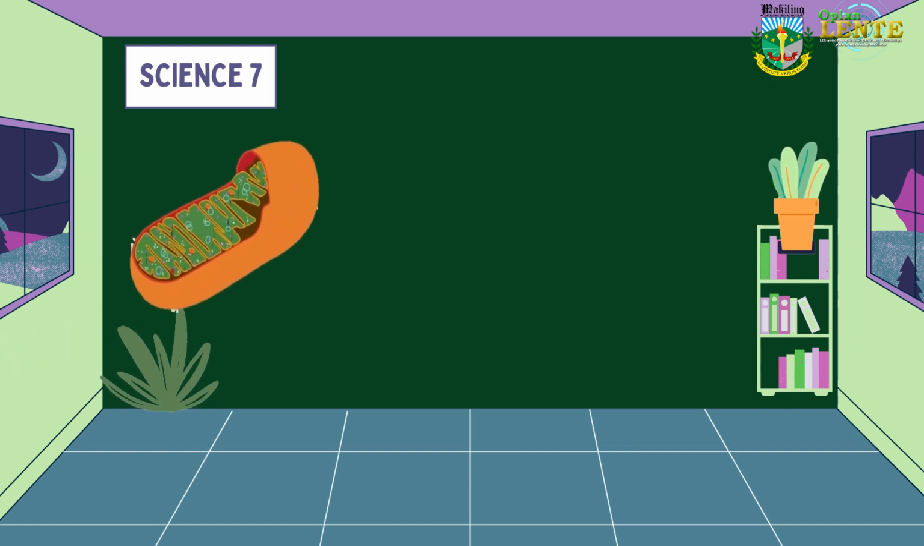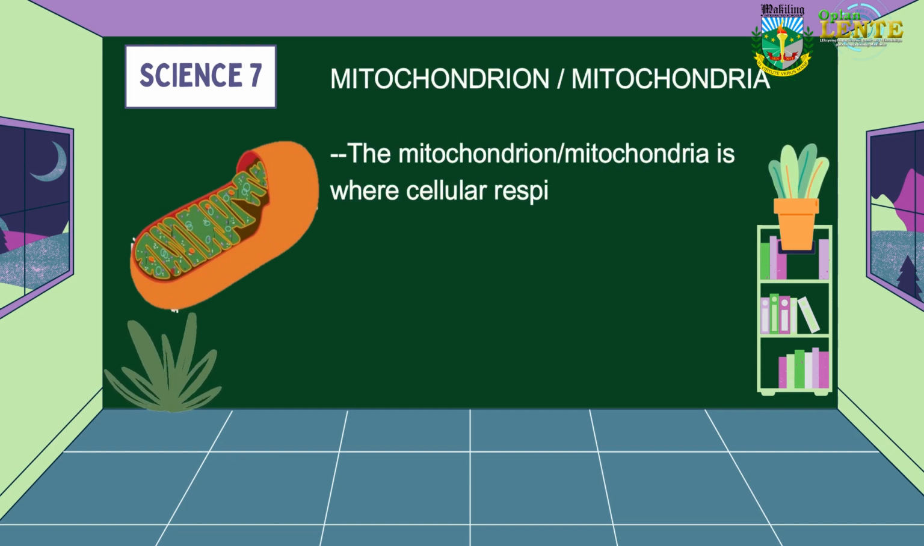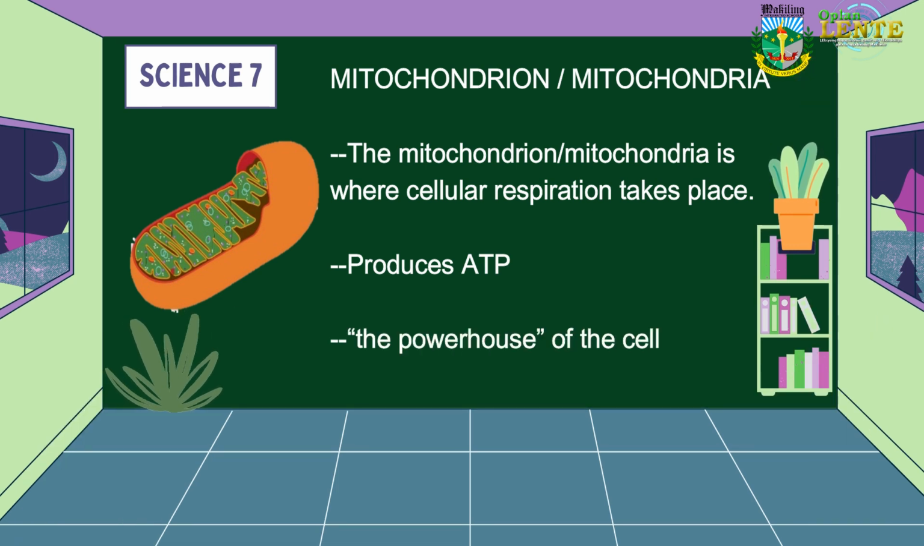The mitochondrion, or mitochondria in plural form, is where cellular respiration takes place. The product of the cellular respiration process is cellular energy. This cellular energy is in the form of ATP, or adenosine triphosphate, which is the energy currency of the cell. We make use of this energy to do our daily activities. The popular tagline for mitochondrion is the powerhouse of the cell.